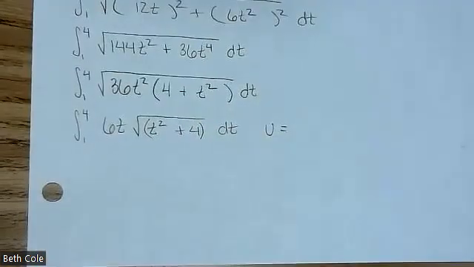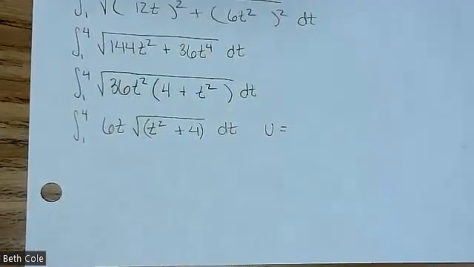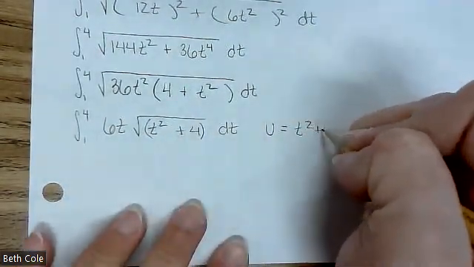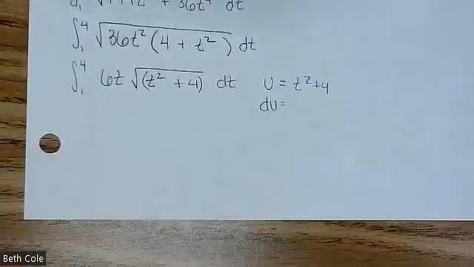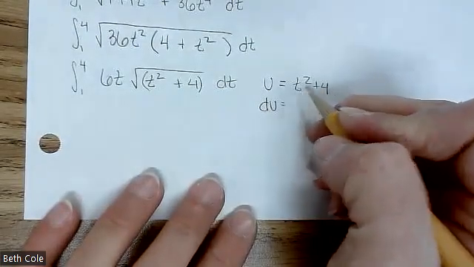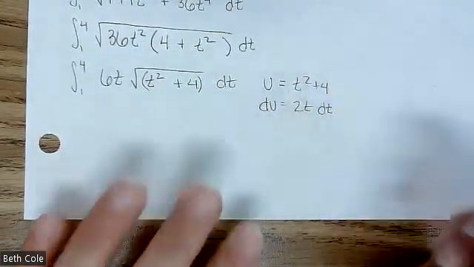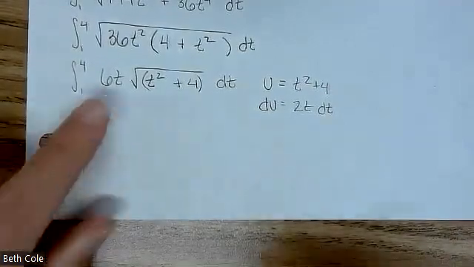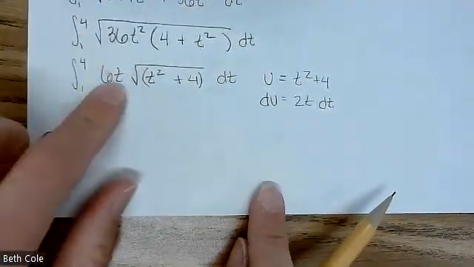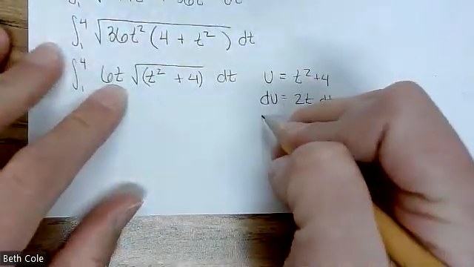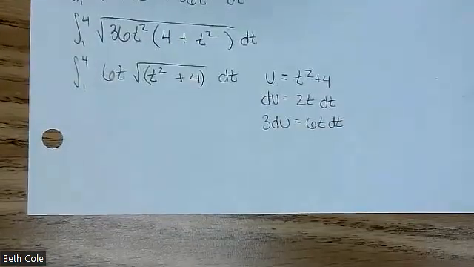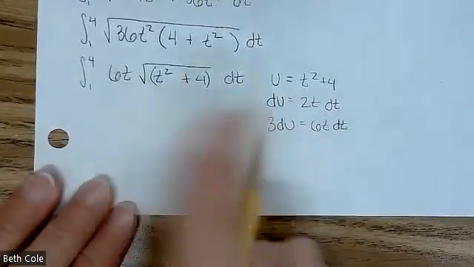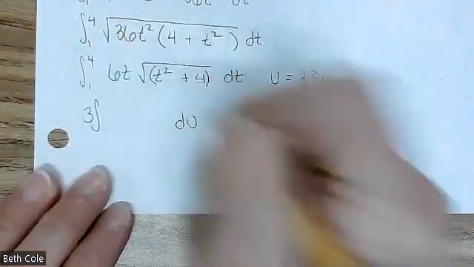So what are we going to let u equal? It is going to be a u substitution. What did you say? Yep, t squared plus 4. And then what's that derivative? 2t dt. And then you want to compare that to what's in the problem. I don't see a 2t, but I do see 6t. So we're going to adjust with a 3. So then when you go to substitute, 3 goes out front, du goes at the end.